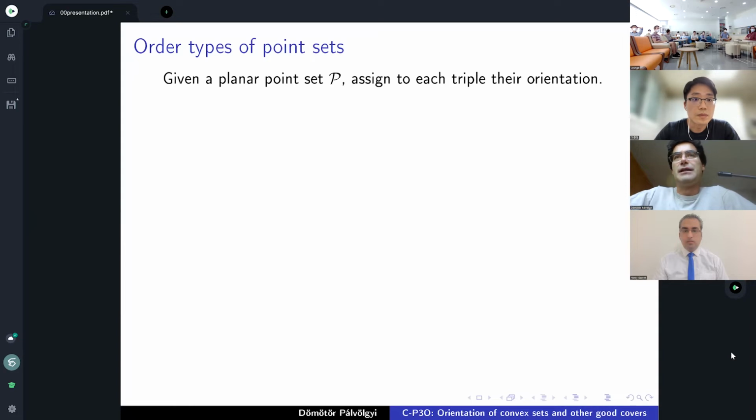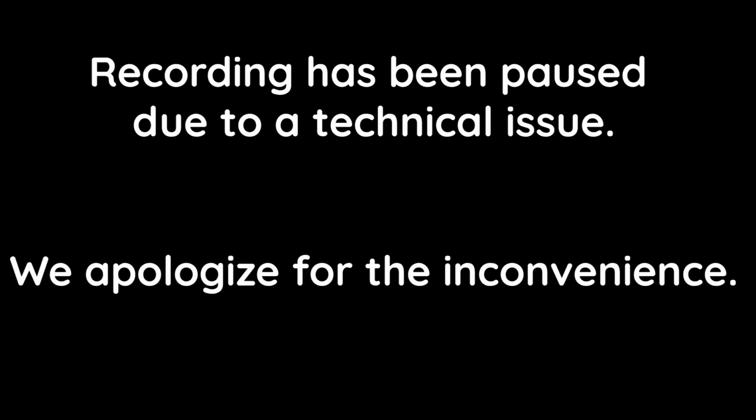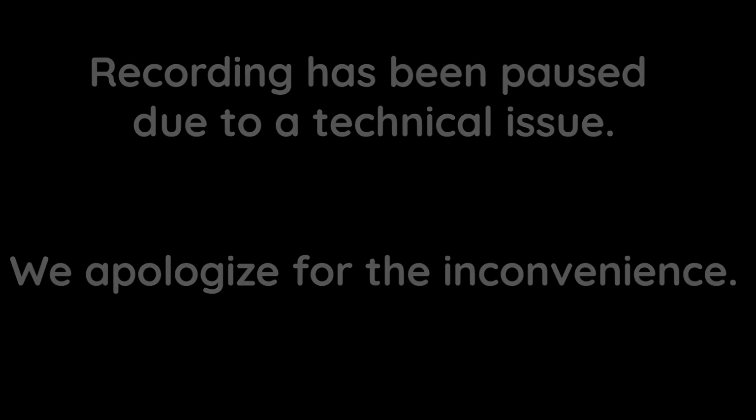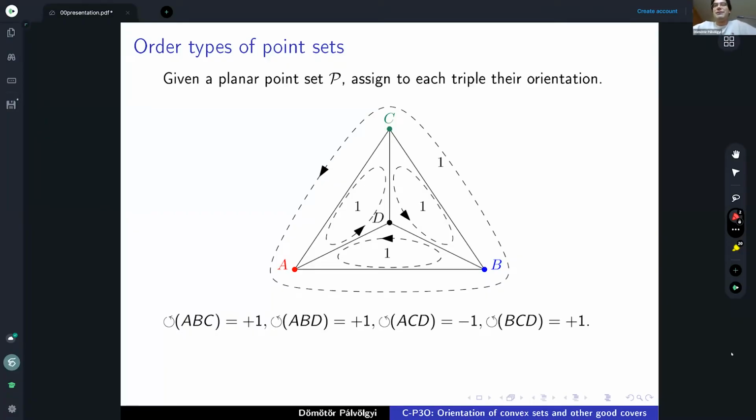First, I will define the order types of point sets. I'm sure that most of you are familiar with it, but let's just start from the beginning. Given a planar point set, we assign for every triple an orientation in the following way. Let's say ABC, if they are oriented clockwise, then I give it a +1. If ABD is also clockwise, this also gets a +1. But ACD gets a -1, because it's oriented counterclockwise.